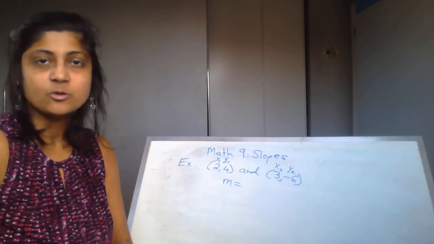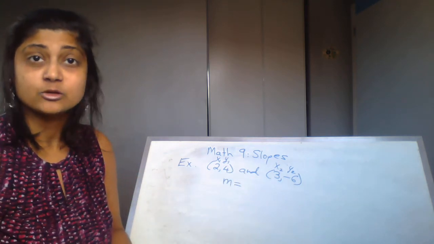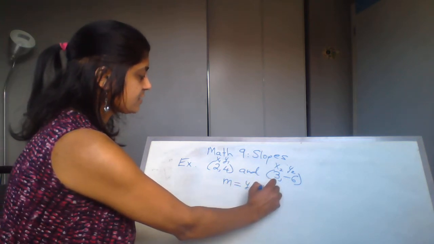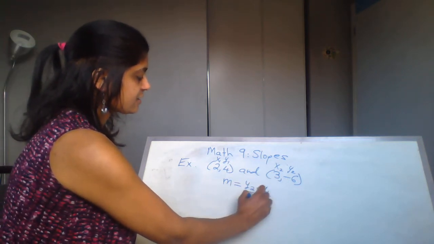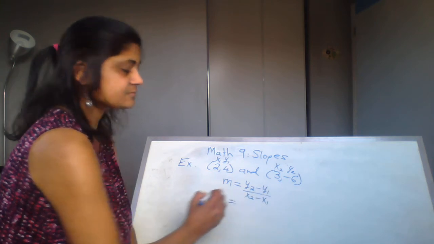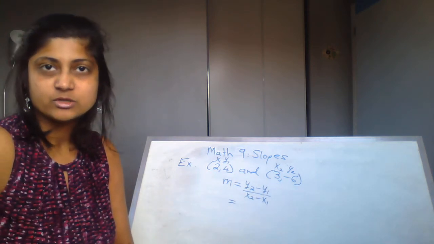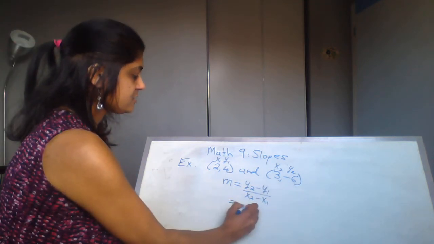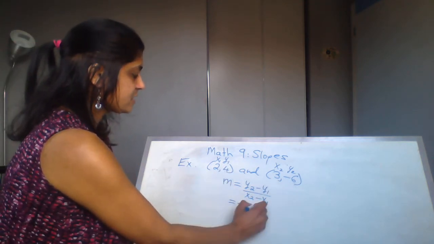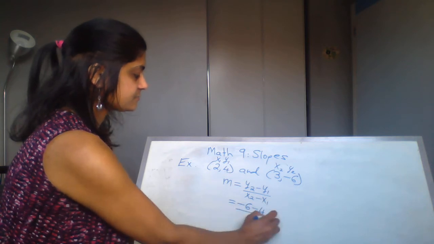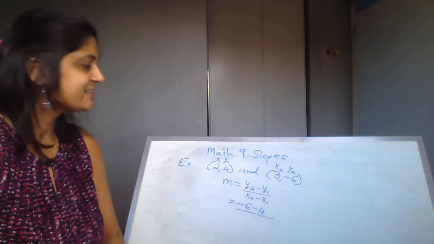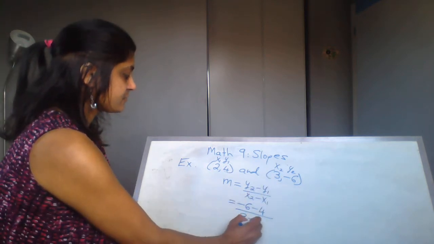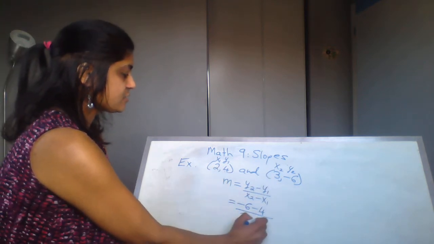When you denote the slope, make sure you are using the lowercase m. I'm going to write the formula here: y2 minus y1 over x2 minus x1. In this example, we're going to just do the slope. So the y2 is negative 6, and the y1 is 4, so minus 4. And then the x2 is going to be 3, and the x1 is 2.